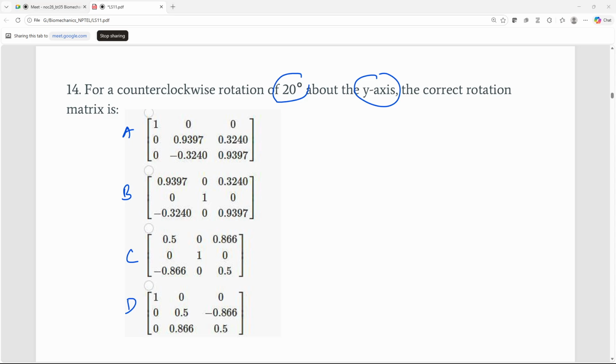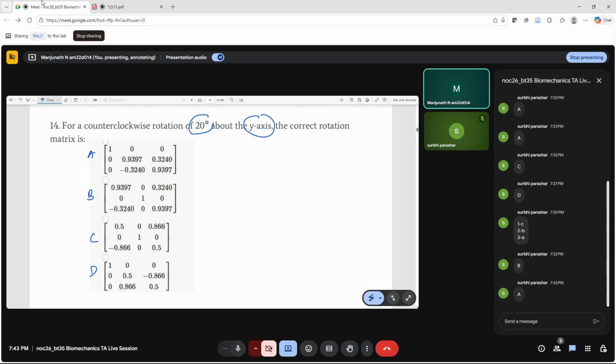Try to answer the question. Oh, no, it's a wrong answer.